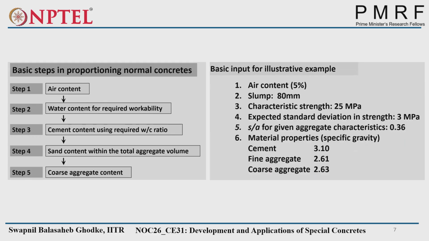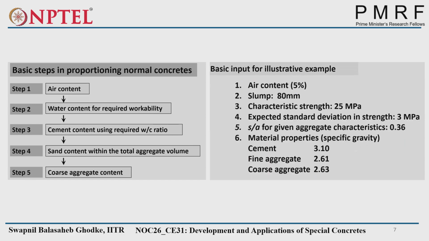So this example has already been solved in the lecture, but we'll just see how we have to solve it. In this example, air content is given as 5%. So 5% of 1000 liter, how much is it? 50 liter, right? So we got one value: air content is 50 liter. We have the slump value, which is 80 mm. Characteristic strength is 25 MPa.